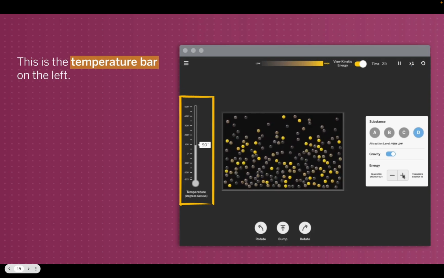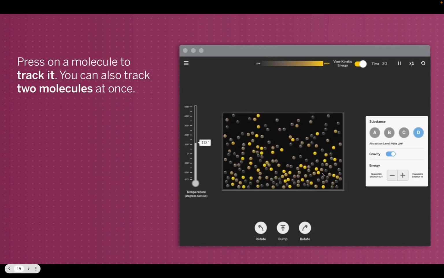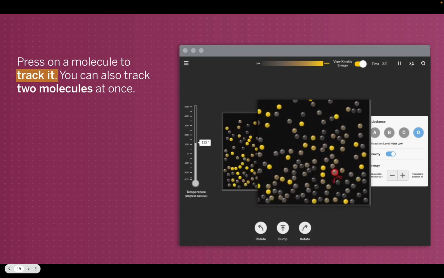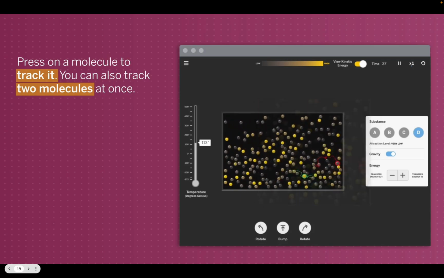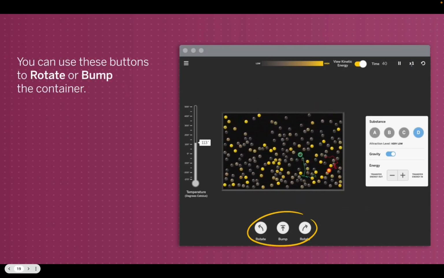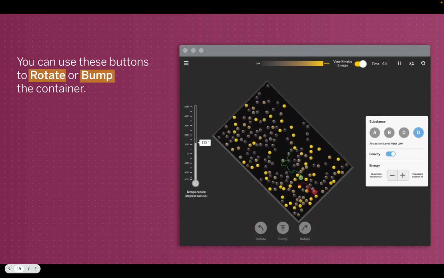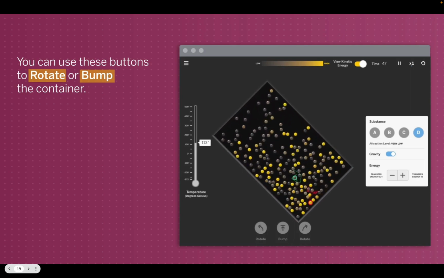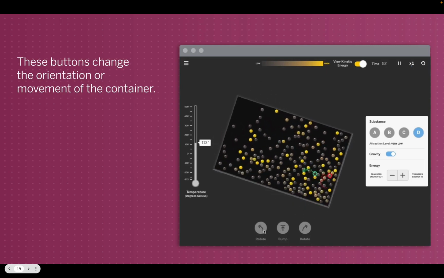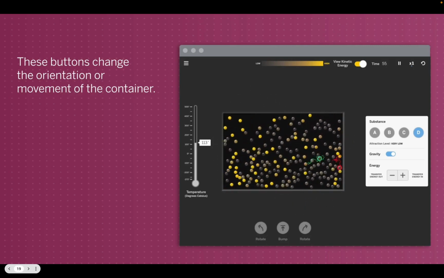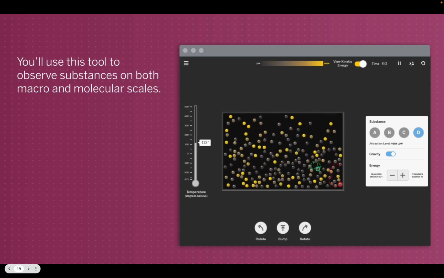This is the temperature bar on the left. Press on a molecule to track it. You can also track 2 molecules at once. You can use these buttons to rotate or bump the container. These buttons can change the orientation or movement of the container. You'll use this tool to observe substances on both macro and molecular scales.